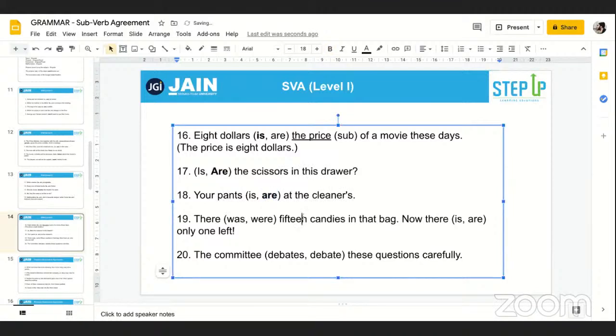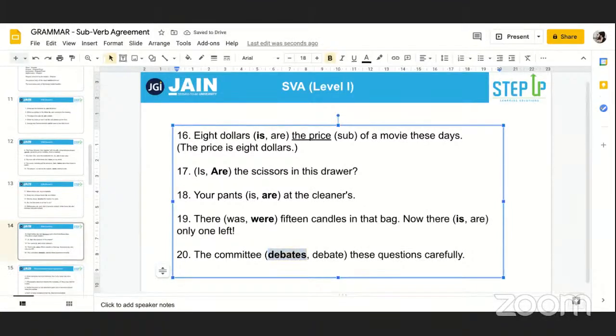Number 19. Where? 15 candidates is the subject. The subject, 15 candles. Was. 15. And the second one, now there is only one left. The committee debates. Debates, yes, sir.